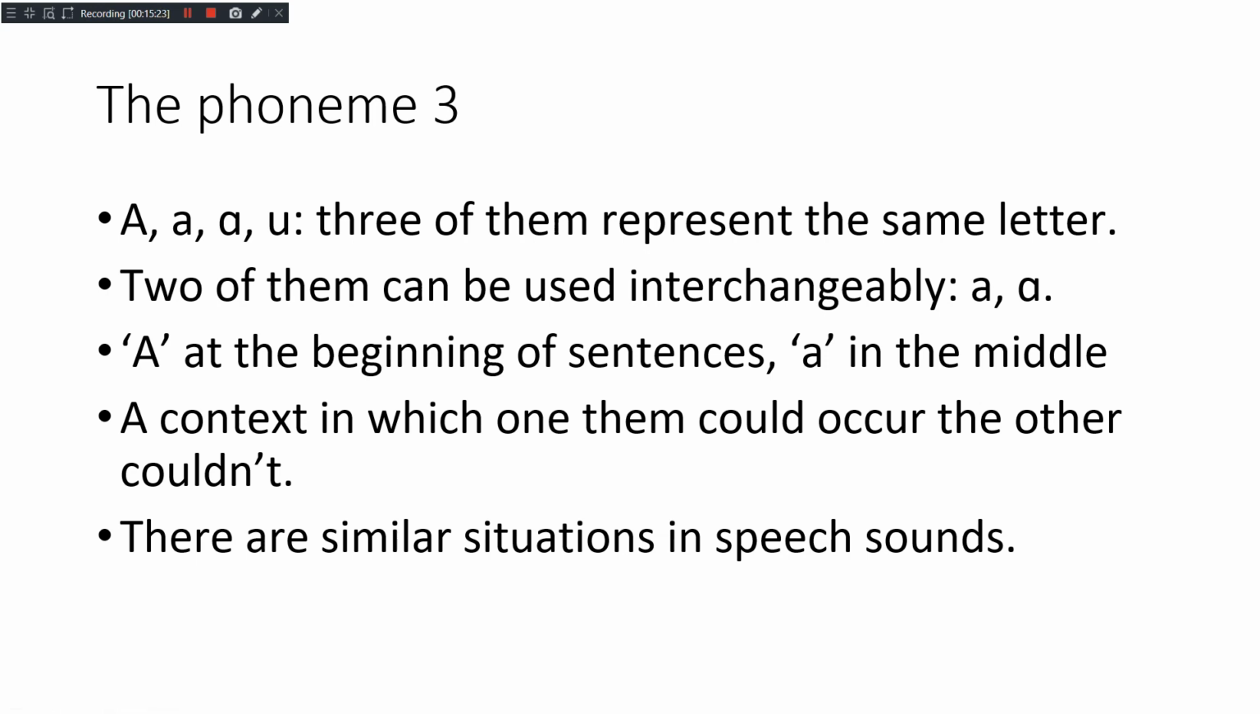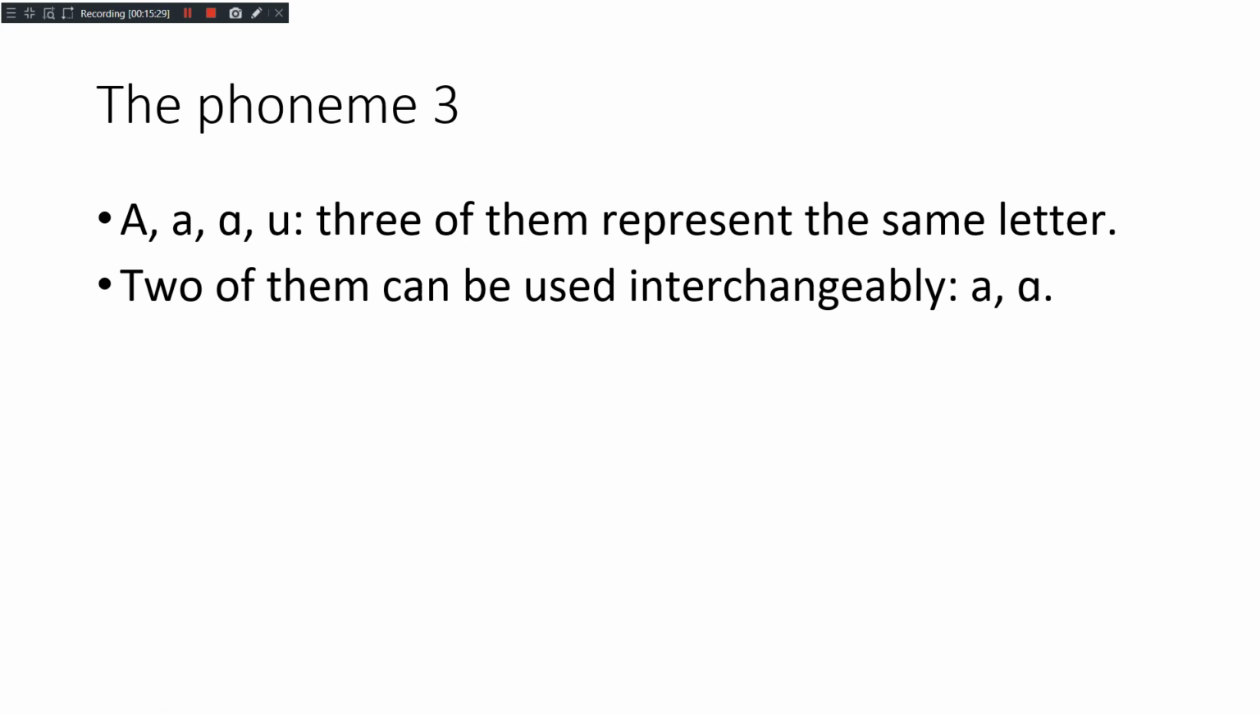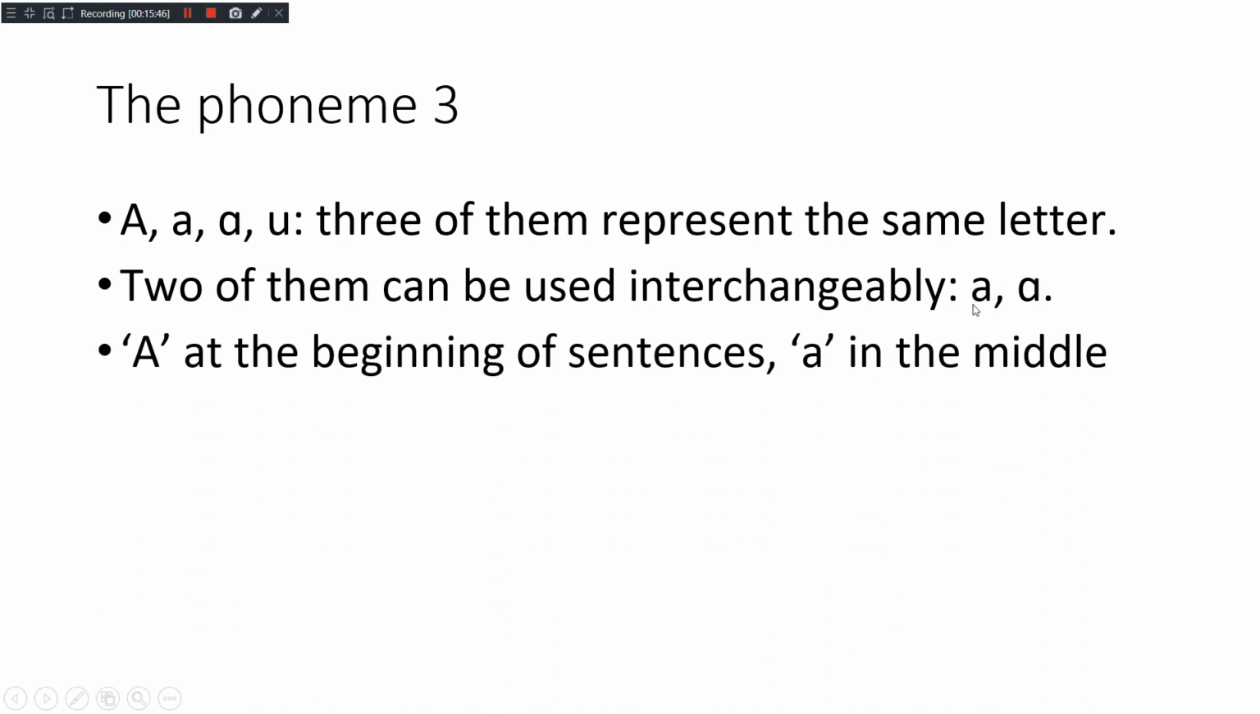There are similar situations in speech sounds. So why did we talk about this example? To show that when we have slightly different pronunciations of the same sounds, it is similar to slightly different writings or representations of the same letter. But the example of the capital letter A and the small letter a can be used when we talk about allophones.